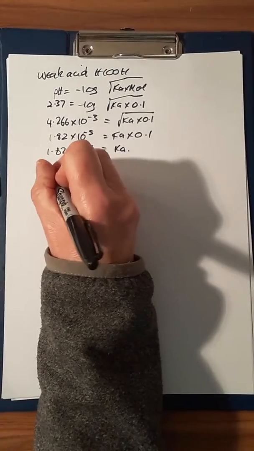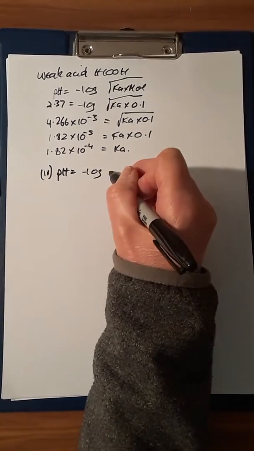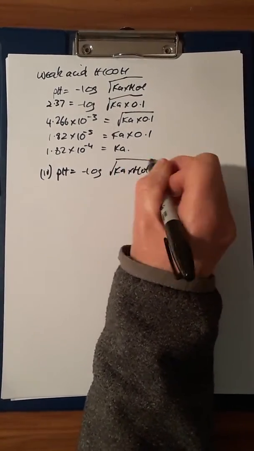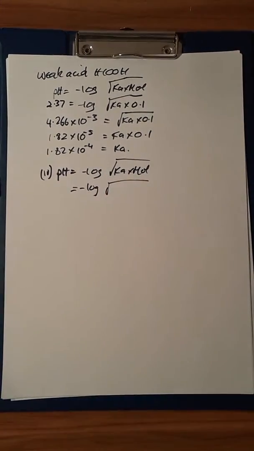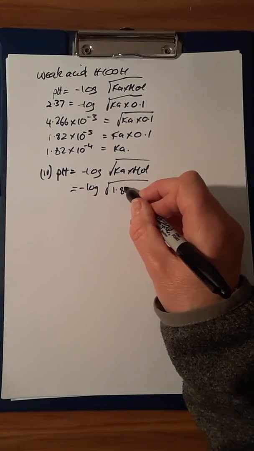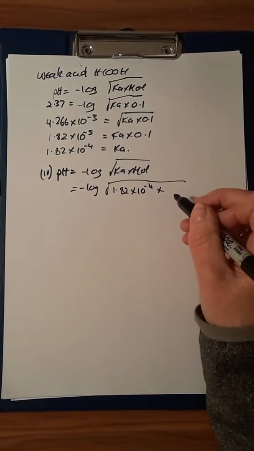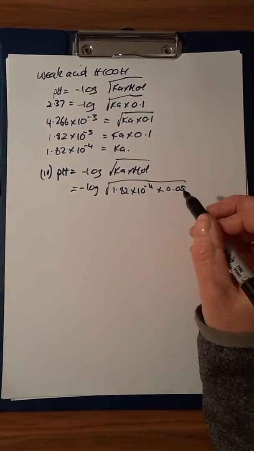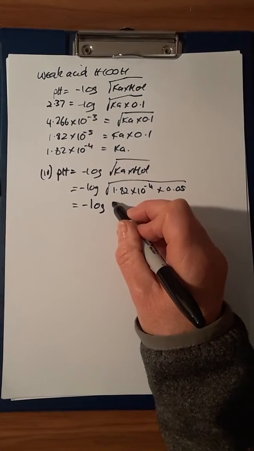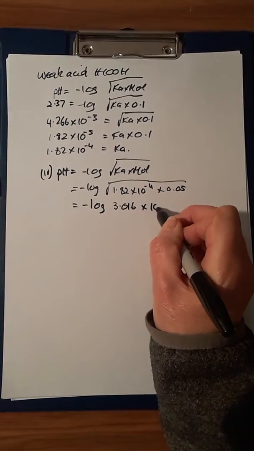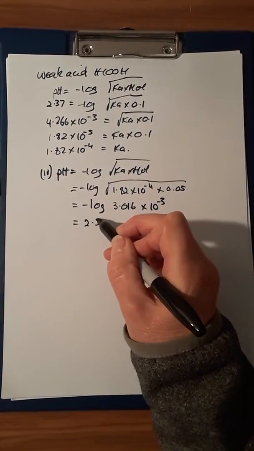Okay, so the pH for methanoic acid, which is a weak acid, is minus the log of the square root of Ka by molarity. So this is going to be minus the log of the square root. The Ka I have found to be 1.82 by 10 to the minus 4. The molarity of this particular solution, the question tells me, is 0.05. So I'll work that out, and it all becomes 3.016 by 10 to the minus 3. And when I put that into my calculator, I get a pH of 2.52.